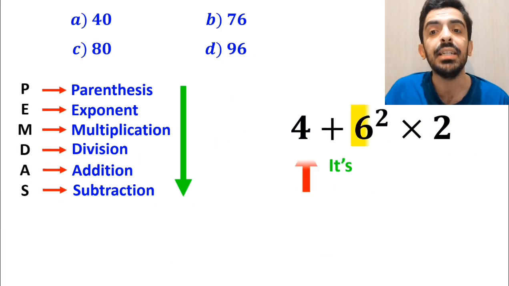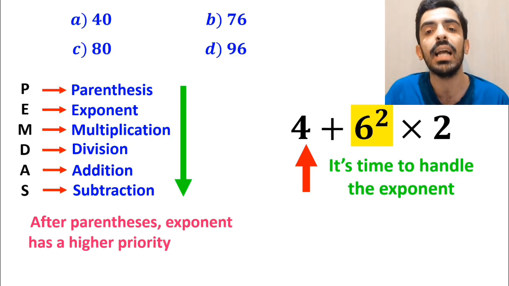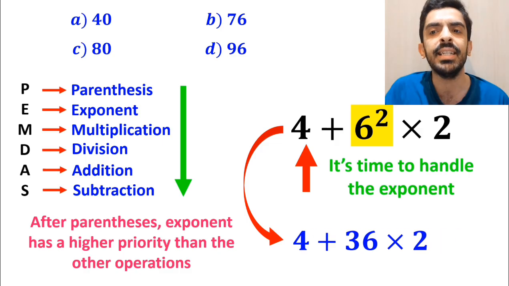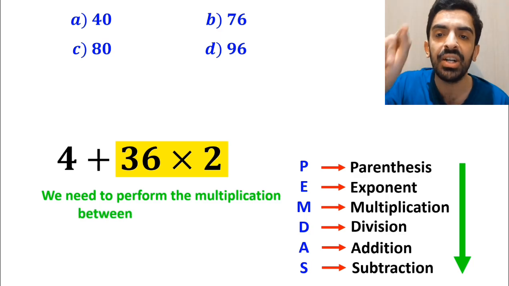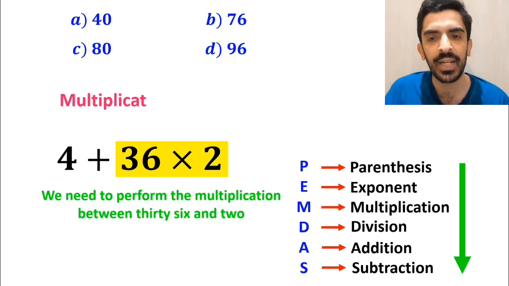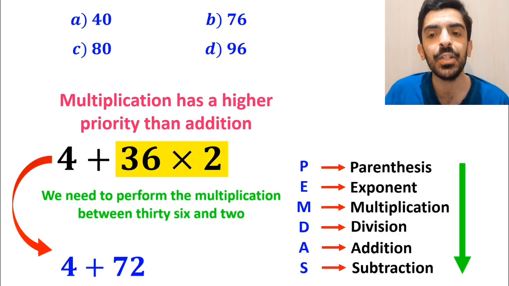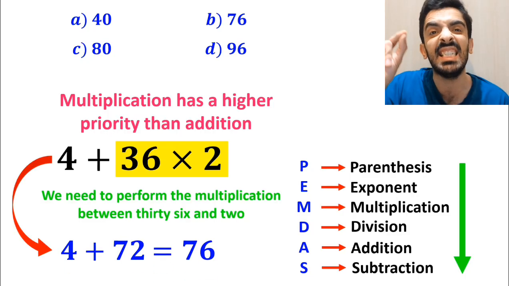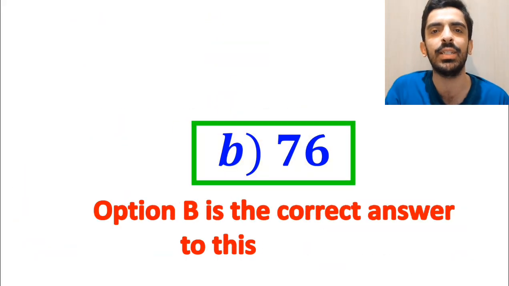And the next step, it's time to handle the exponent, because after parentheses, exponent has a higher priority than the other operations. So, we'll write this expression as 4 + 36 × 2. Finally, we need to perform the multiplication between 36 and 2, because multiplication has a higher priority than addition. And this expression simplifies to 4 + 72, which ultimately gives us the answer 76. Therefore, option B is the correct answer to this question.